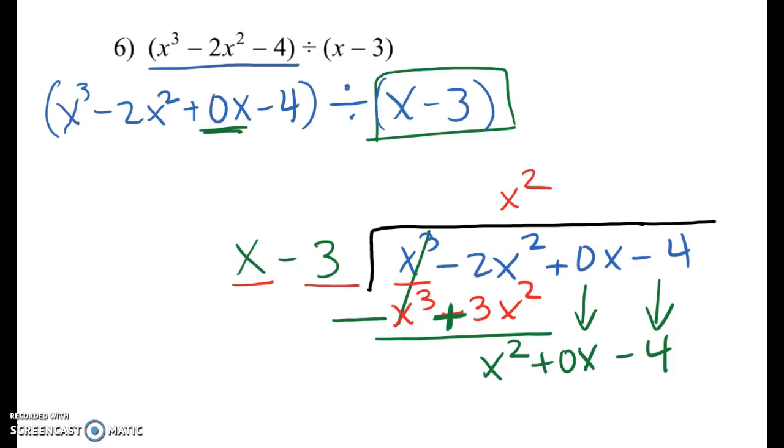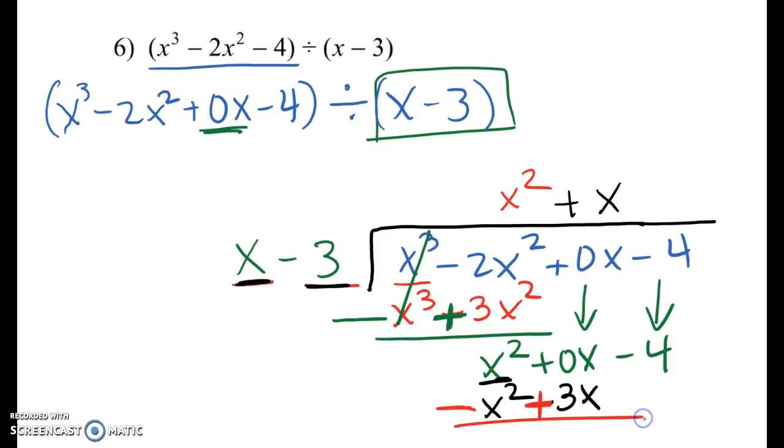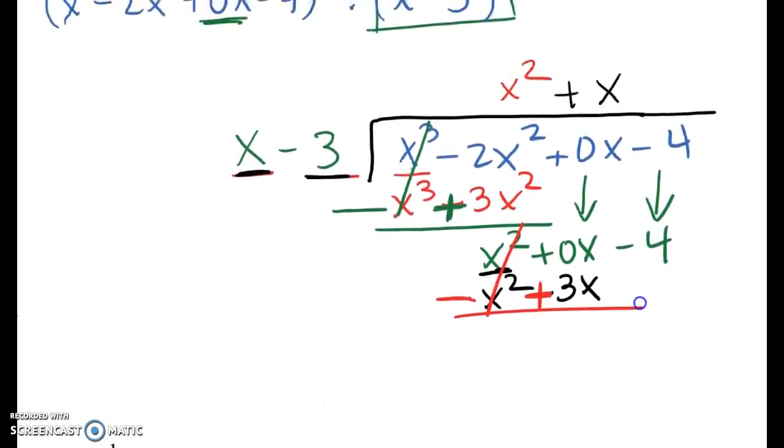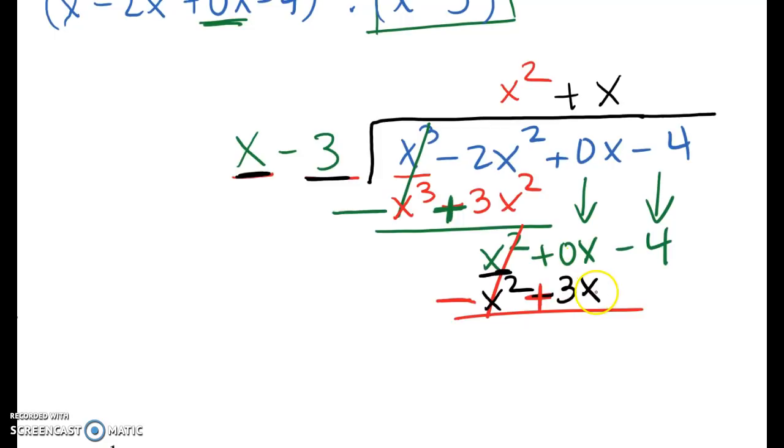And let's find what we need to multiply x by in order to get x squared. So I need to multiply x by a positive x in order to get an x squared. And negative 3 times that x is negative 3x. Distribute your subtraction to both of these. So I have a negative and a positive. x squared minus x squared are going to go ahead and cancel. 0 plus 3 is going to give me a 3x. Bring down my 4.